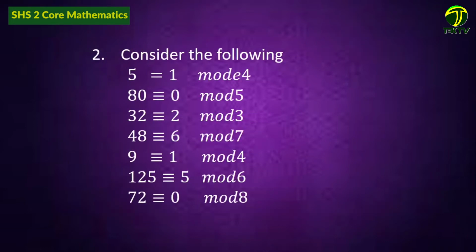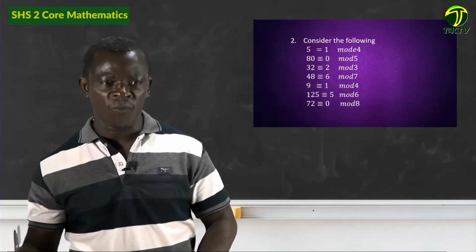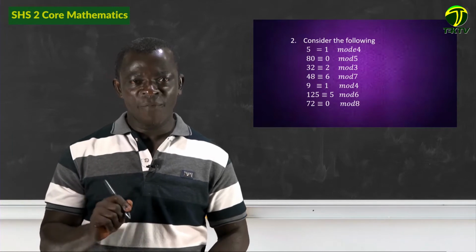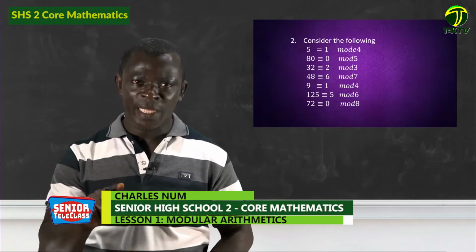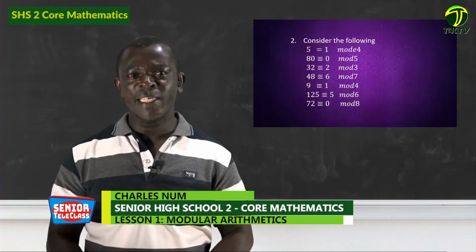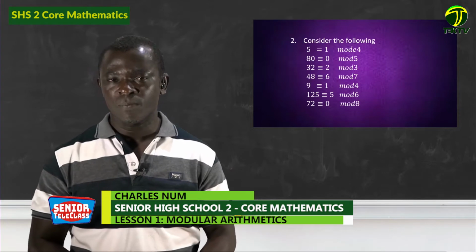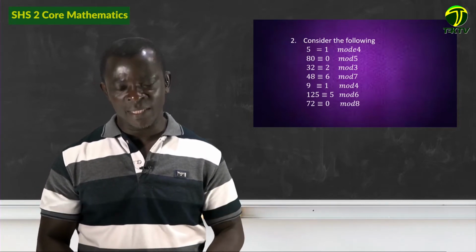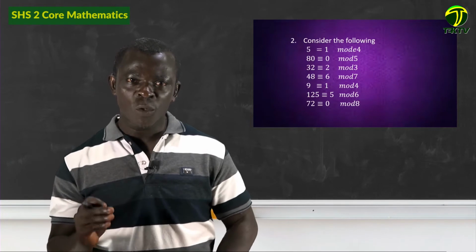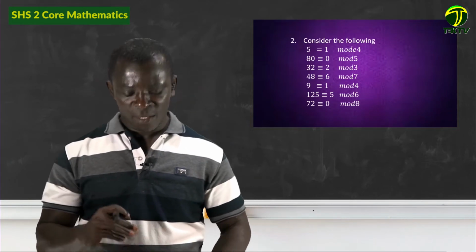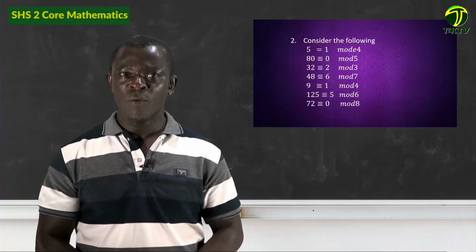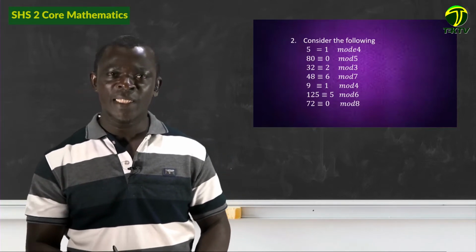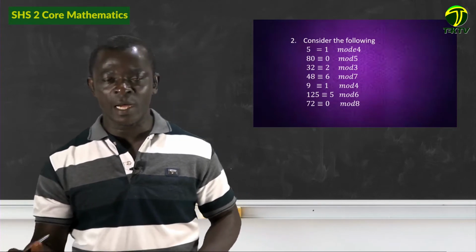Let's consider the following numbers. 5 in mod 4 is 1, because 4 goes into 5 once, remainder 1. 80 in mod 5 is 0, because 5 goes into 80 a certain number of times, which is exactly 16, remaining 0. So in this case, 80 in mod 5 is 0.